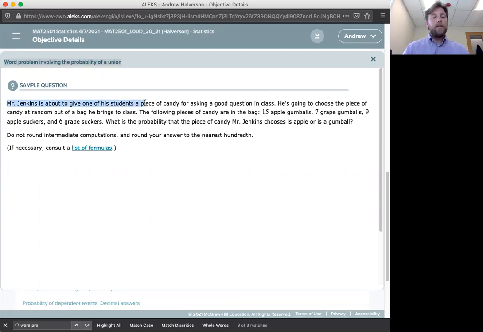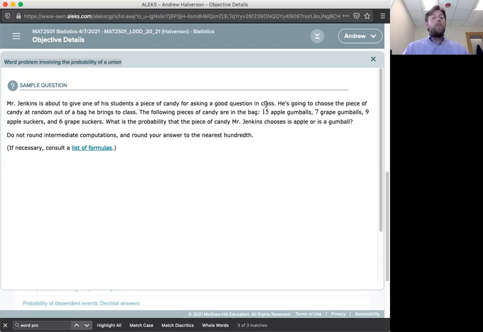So Mr. Jenkins is about to give one of his students a piece of candy for asking a good question. He's going to choose a piece of candy at random out of a bag and brings it to class. The following pieces of candy are in the bag: 15 apple gumballs, 7 grape gumballs, 9 apple suckers, and 6 grape suckers. What is the probability that a piece of candy that Mr. Jenkins chooses is apple or a gumball?